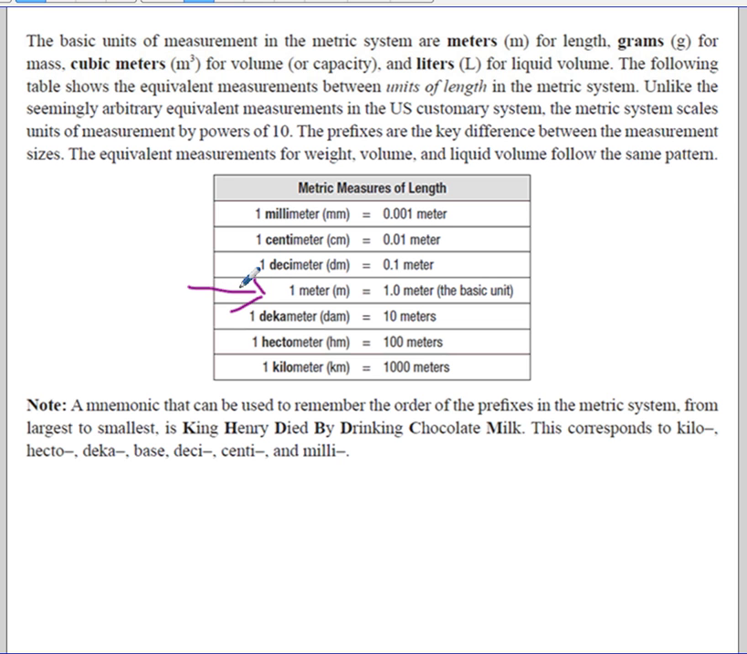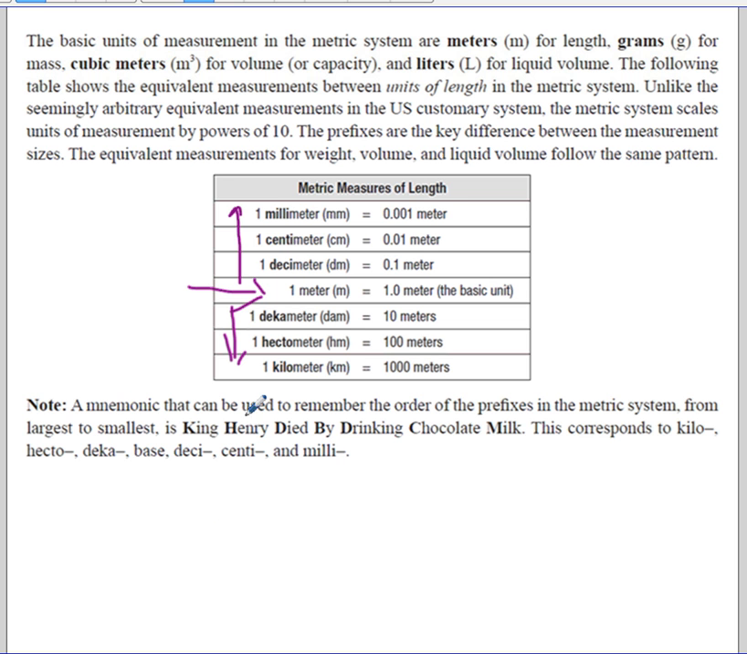And then we get smaller as we go up by powers of 10. So we have a decimeter being 1/10 of a meter, a centimeter being 1/100th of a meter, and a millimeter being 1/1000th of a meter. And then going the other way, getting bigger, we're multiplying by powers of 10. So a decameter has 10 meters, a hectometer is 100 meters, and a kilometer is 1,000 meters.